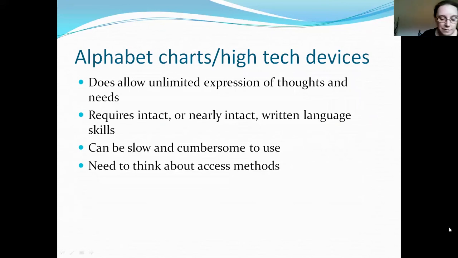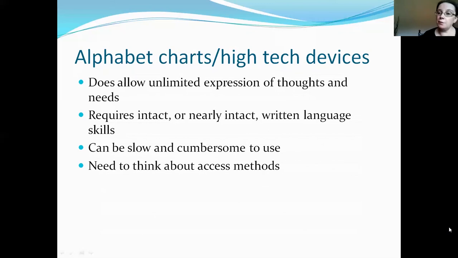And then moving on to the next thing that we might offer is alphabet charts and sometimes high-tech devices. Both of these tend to be quite difficult to use because of some of the cognitive challenges that people with Huntington's face, and they can be quite time-consuming, and that will depend on the method that people are using to access it. Obviously, to use an alphabet chart or a high-tech device, it requires intact written language skills and spelling skills, or nearly intact. And it can be quite slow and cumbersome to use. And you need to think about how they're going to access that.